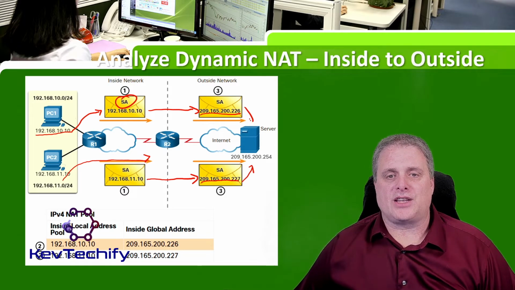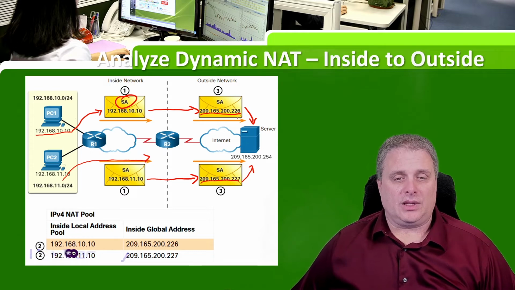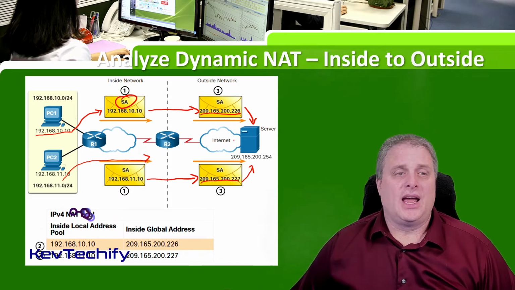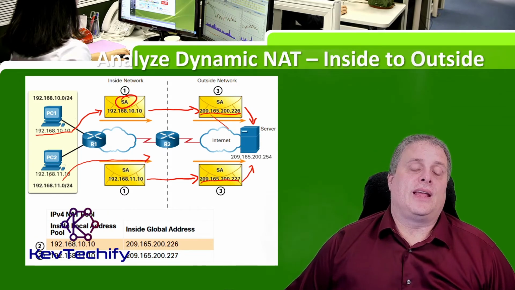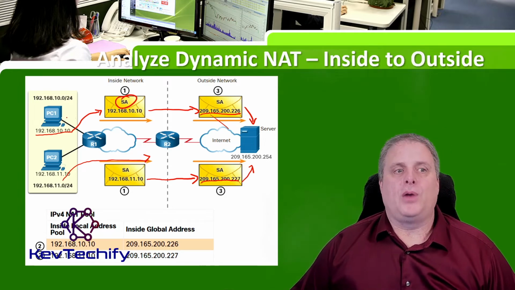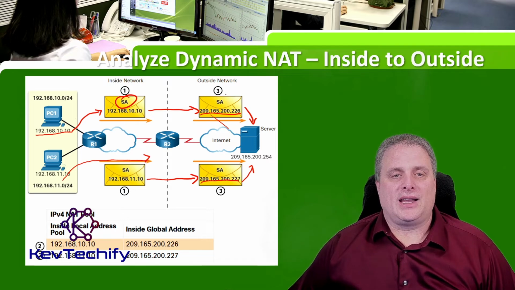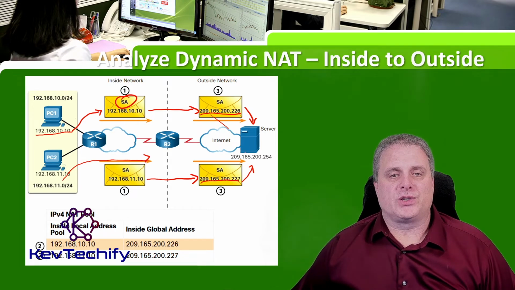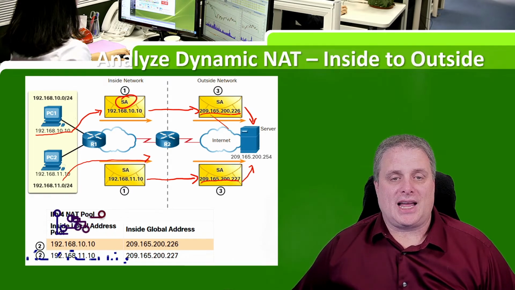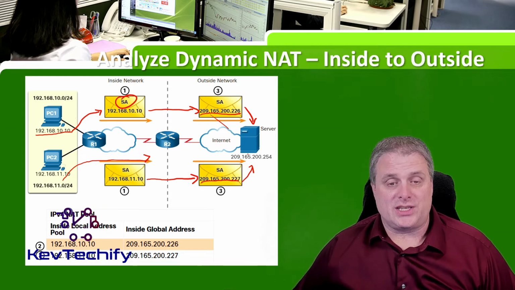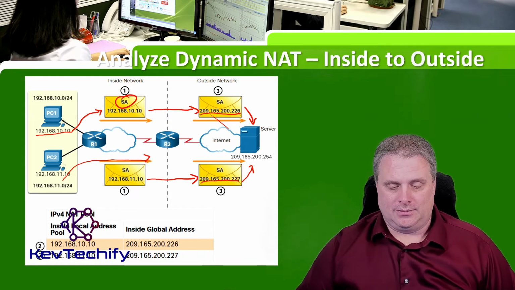So that web server has got two requests in from two different IP addresses. If we look all the way back at the start of the conversation, PC1 made one request, PC2 made one request. The web server got them in with two different source addresses, .226 and .227.